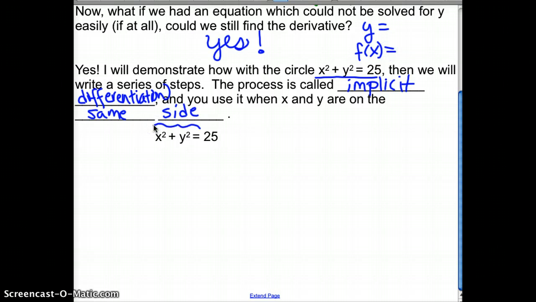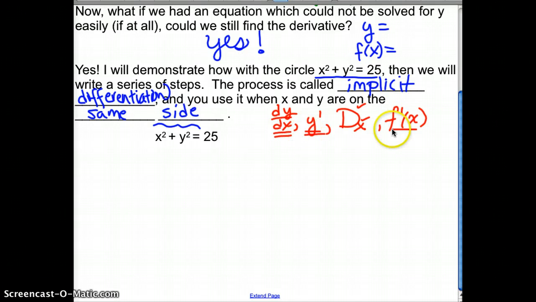And I'm going to give you a series of steps on the next page, but I'm going to talk them through first. So the thought process behind implicit differentiation is this. The first thing you do is you take the derivative of both sides of the equation. Now, we have a lot of different notation for the derivative. We have dy dx, we have y prime, we have capital D, which means derivative with respect to x, and we have f prime of x. We've been using these three pretty regularly.